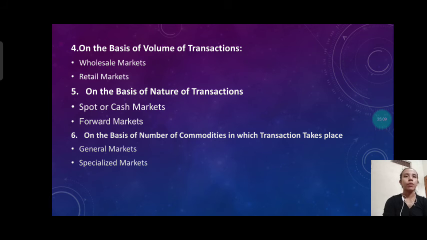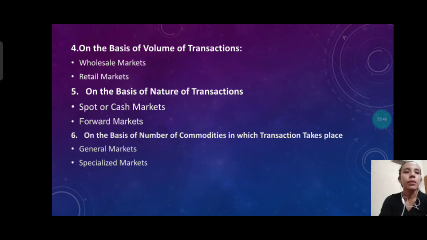The sixth is on the basis of number of commodities in which transaction takes place. General markets. A general market is a market in which all types of commodities such as food grains, oil seeds, fiber, and etc. are bought and sold. This market deals in a large number of commodities.